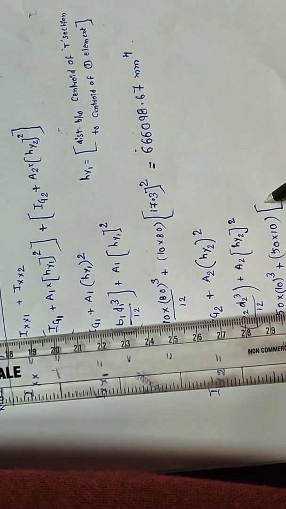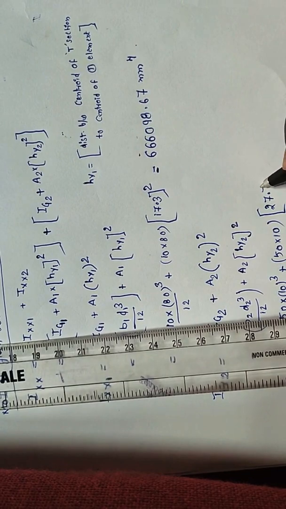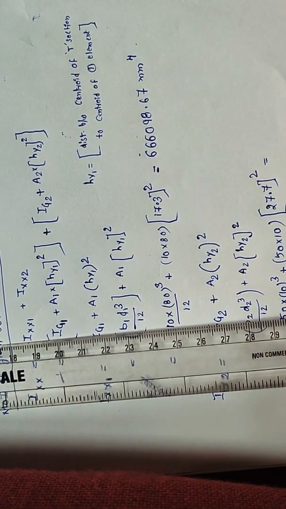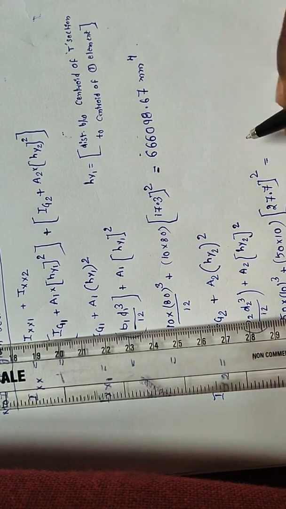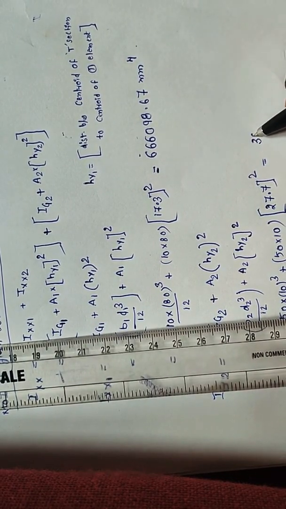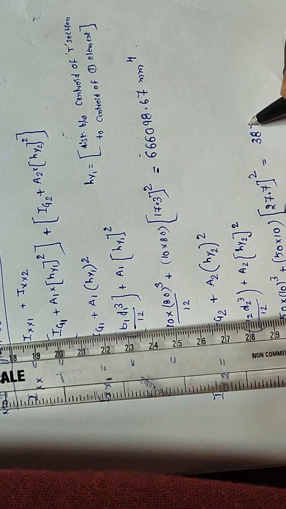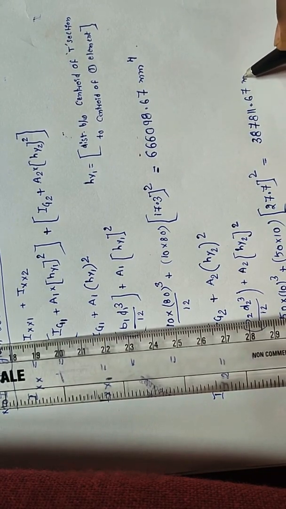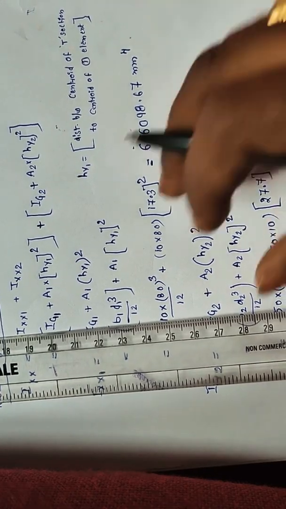hy2 is 27.7 whole square. If you calculate this, you may get some 38711.67 mm to the power of 4.